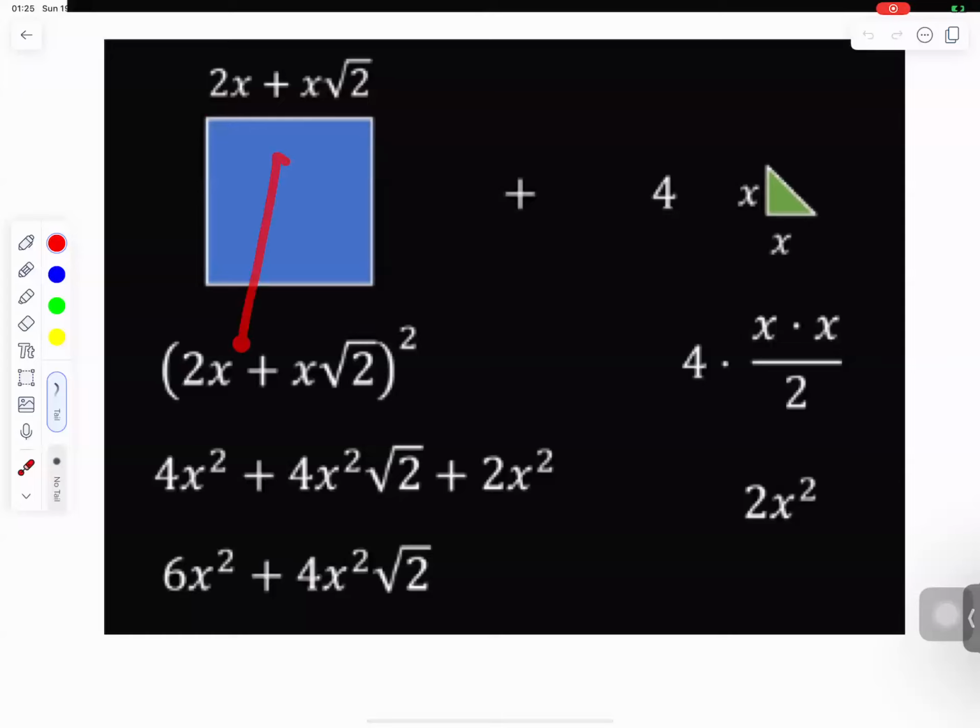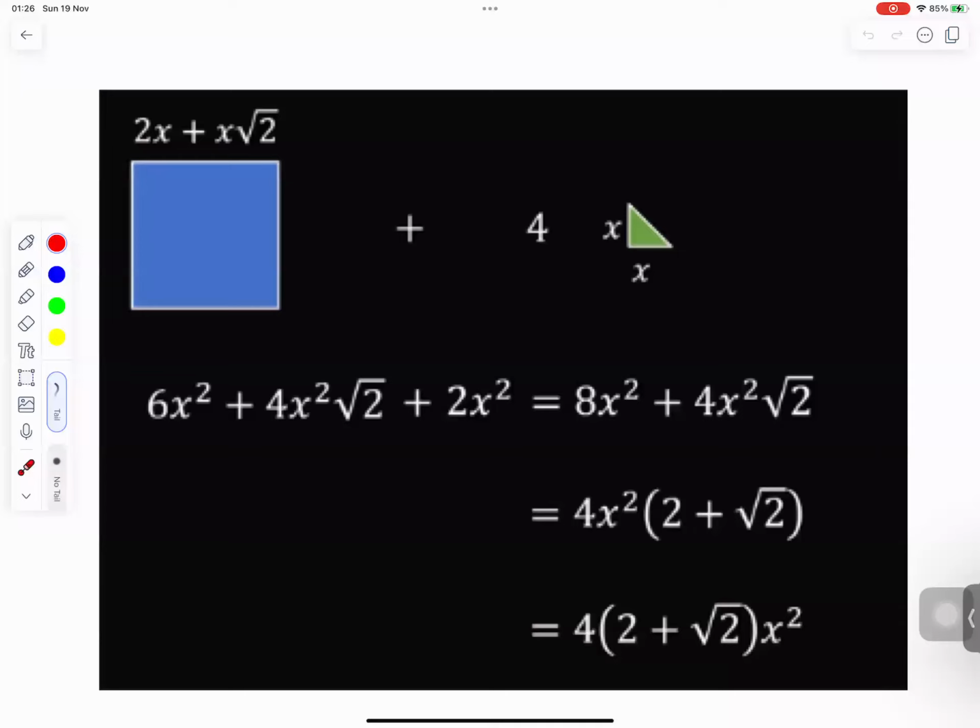So to find the area of the square, we multiply the length times the width. So it's the same. 2x plus x root 2, we have to square that. So you multiply it. So you get 4x squared plus 4x squared root 2 plus 2x squared. And 4x squared plus 2x squared, it gives you 6x squared plus 4x squared root 2. And then there's 4 of those triangles. So you multiply the answer by 4. So 4 divided by 2 is 2. So it's 2x squared for the 4 triangles.